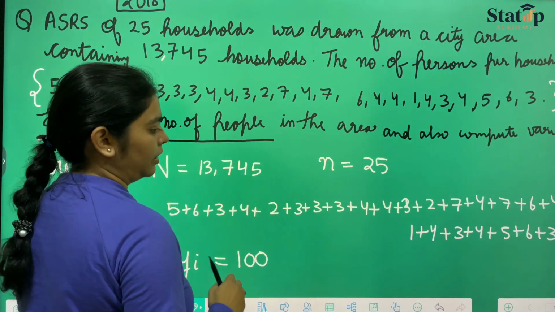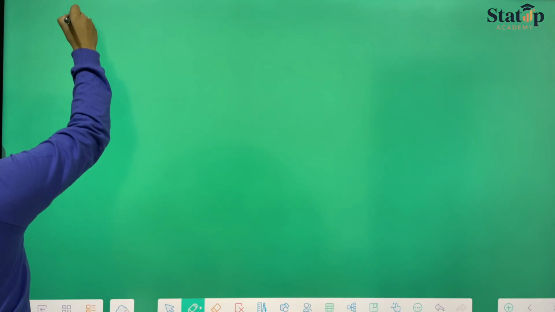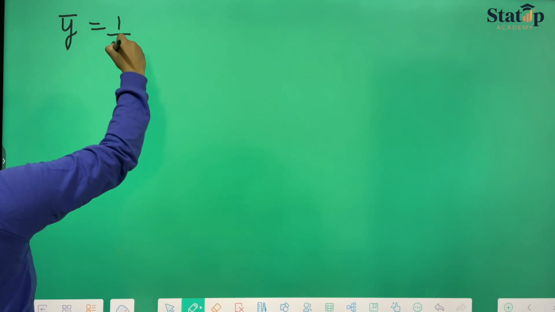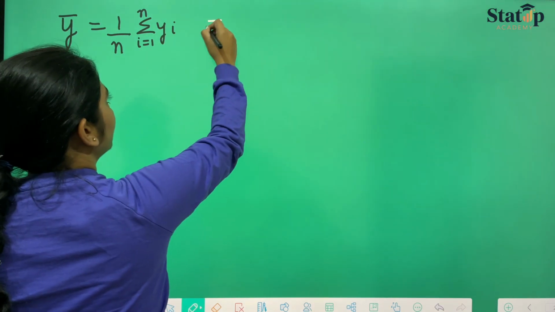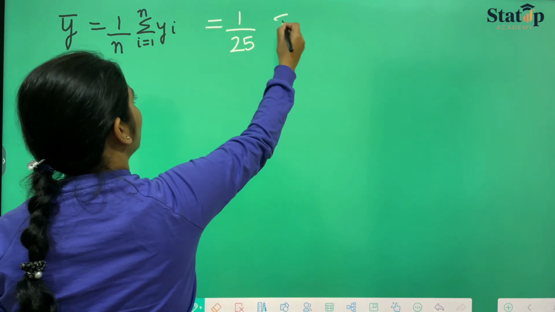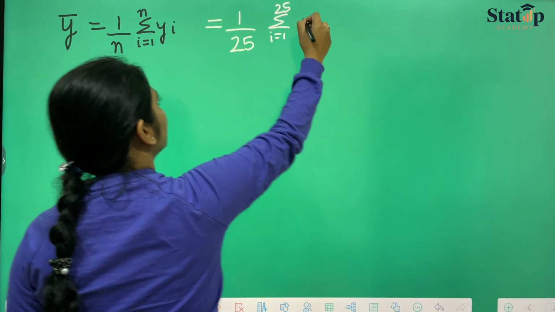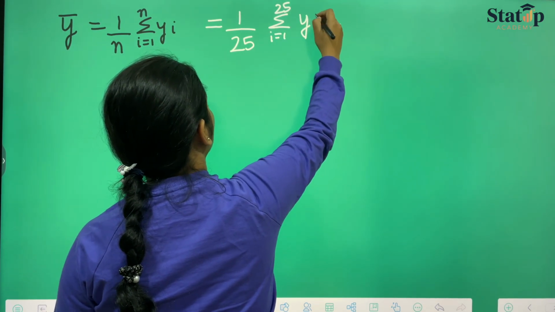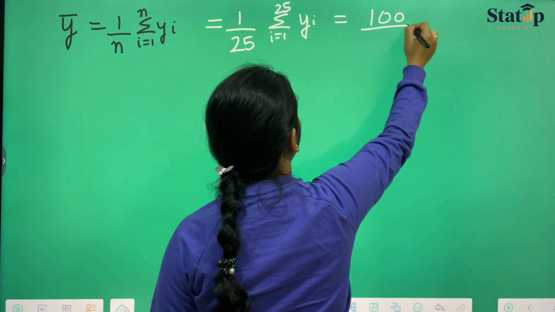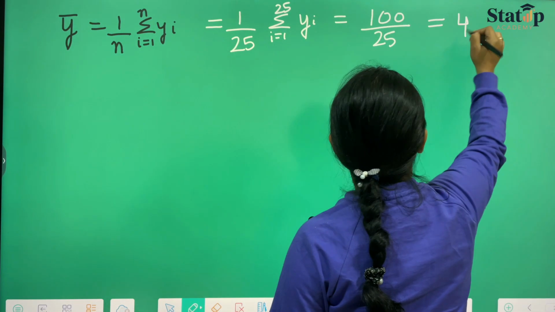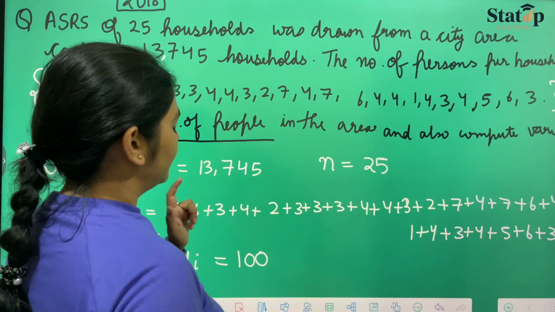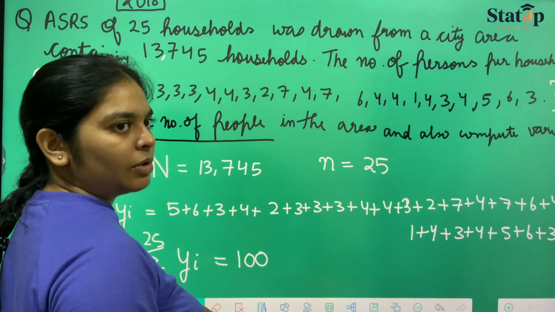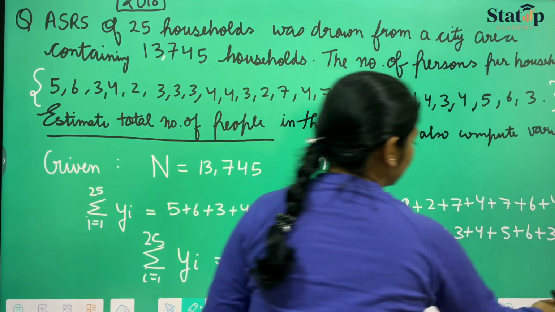Now first of all, we have to estimate the total number of people in the area. So for that we have to estimate y bar. So the estimation of y bar would be 1 upon n summation i goes from 1 to n yi. This can be written as 1 upon 25 summation i goes from 1 to 25 yi. So it is nothing but 100 upon 25, which is equal to 4. Now we have to estimate the total number of people. So capital N is this and the estimate is y bar, which is 4.